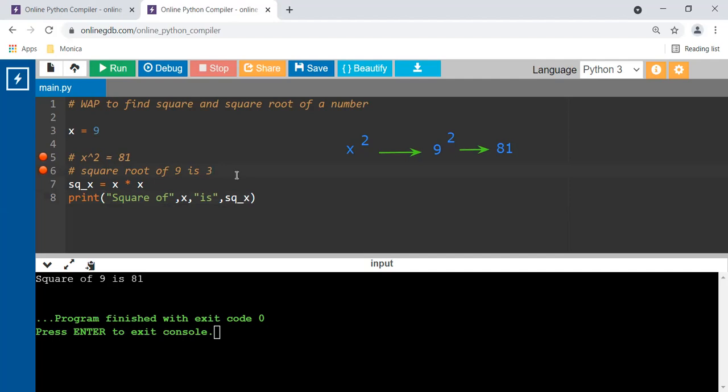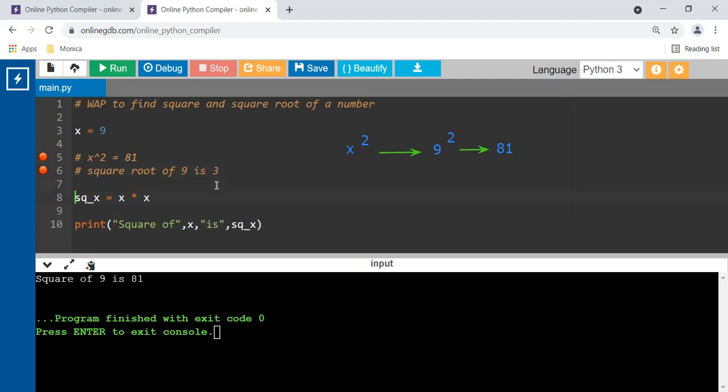Let me introduce one more way of finding square in Python. I'll just comment out the first way of finding square, that is multiplying a number by itself. And here, what we are going to use is an operator. This operator is called as exponentiation operator, which is nothing but 2 asterisk symbols. Now, these 2 asterisk symbols are equivalent to the raised to operator, which we use in mathematics.